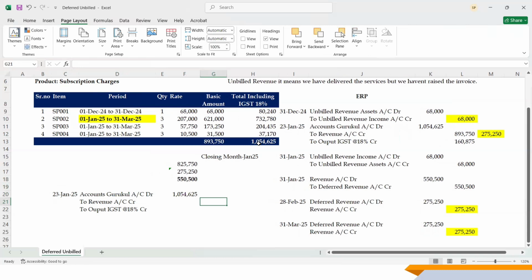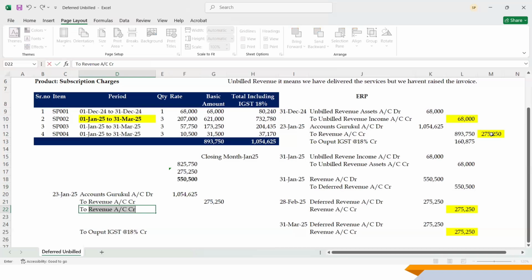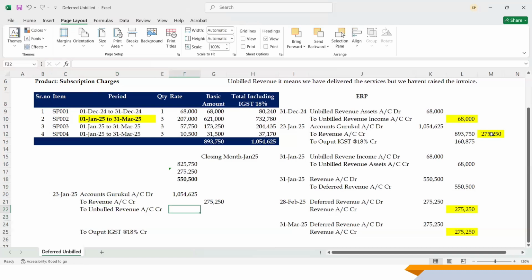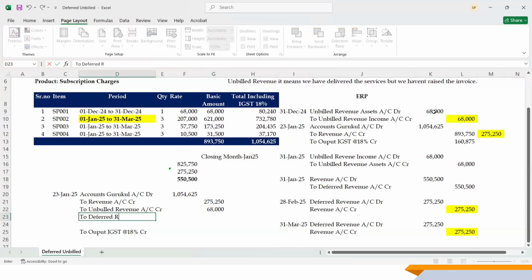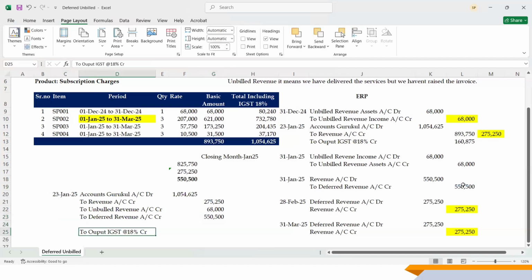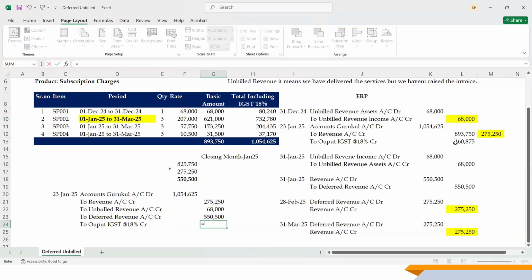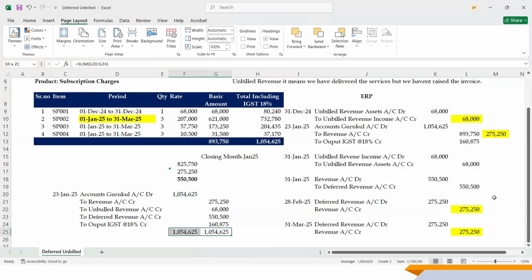that's the total recoverable from your customer. Revenue is going to be credited, that's 2,75,250. IGST will be taken at last. Now to your unbilled revenue account, that's an asset account, credit 68,000. To your deferred revenue account, credit 5,50,000. And to output IGST, that's 1,60,000. This is the way you do the entry in consolidated form, if you have the option.